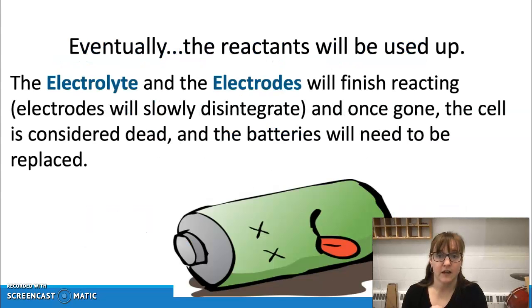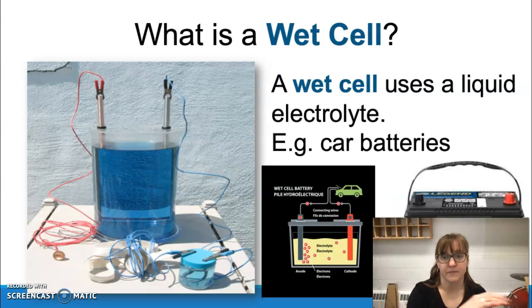So eventually, all of these reactants, because it's a chemical reaction, will be used up, and the electrode and the electrolytes will no longer be able to cause the reaction to happen. This means that the battery is dead, and you need to be able to replace it. So what types of batteries do we have?